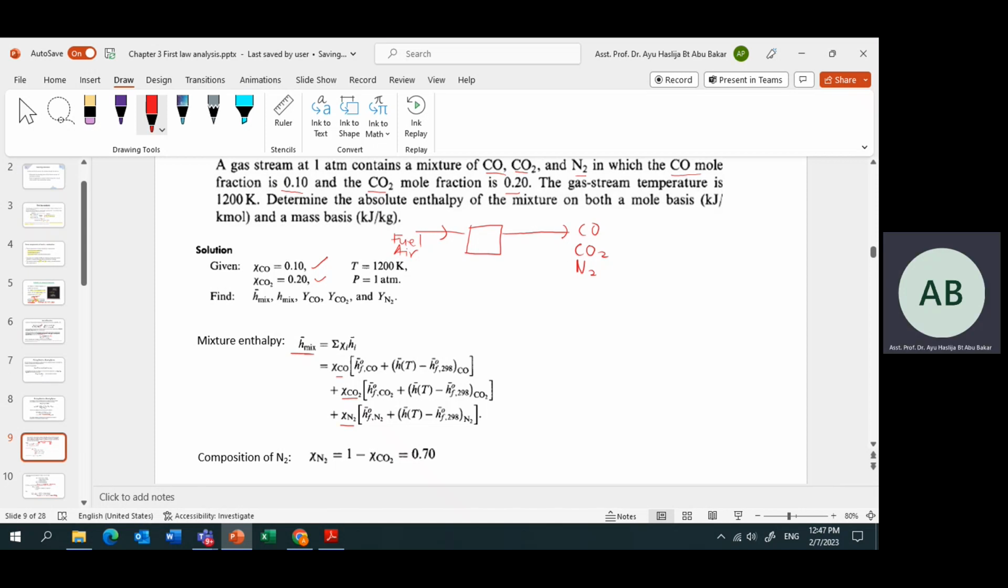Now, how to get the mole fraction of N2? Mole fraction of N2, this is 1 minus 0.1 minus 0.2. Okay, 1 minus 0.1 minus 0.2 is equivalent to 0.7. Okay, why 1? Because this is in fraction. Total should be 1.